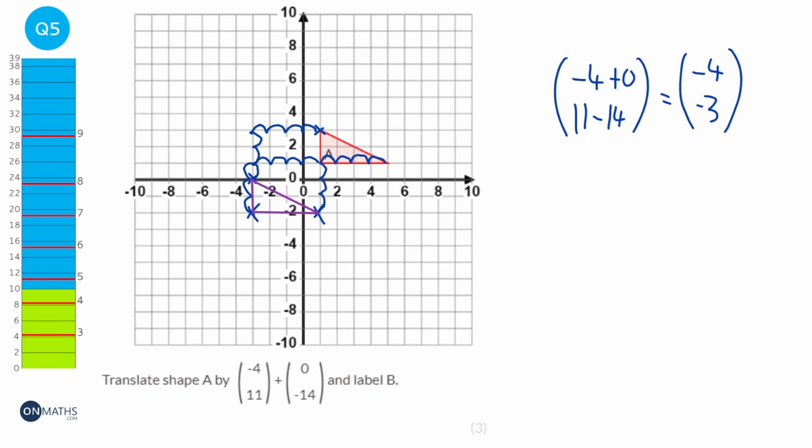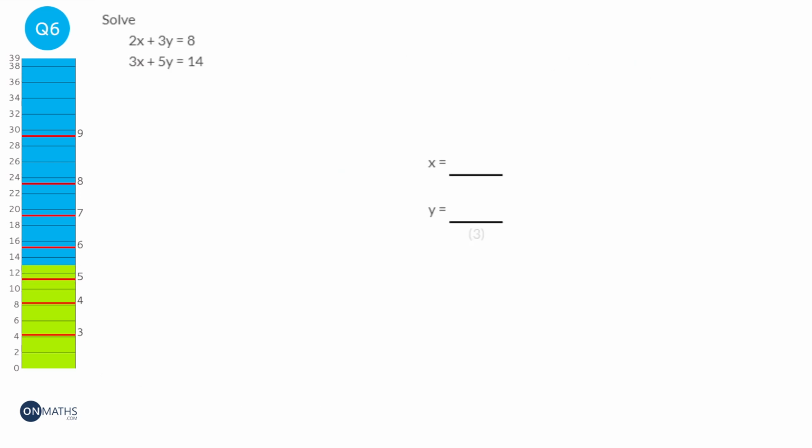And label the new shape B. So we notice with the simultaneous equations here, the coefficients of the x and the y's are different. So we need to make either the x's the same or the y's the same. I'm going to pick the y's. So we've got a plus 3 here and a plus 5 there. And so we need to find the lowest common multiple of 3 and 5, which is 15. So we need to make them both 15.